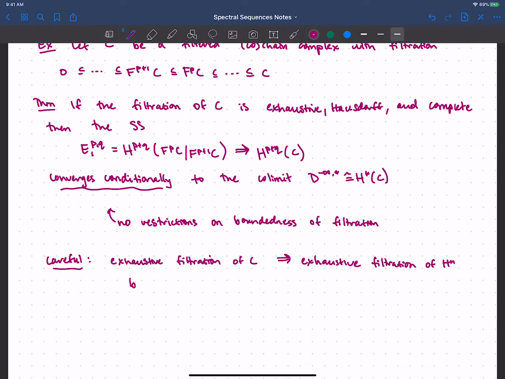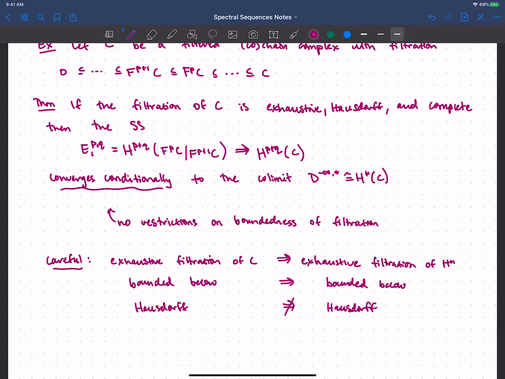Okay, and the other thing I was saying is if everything's bounded, that's good. Bounded below will carry through. Bounded below implies bounded below for your filtration on homology. That's all well and good, but not everything goes through. In particular, Hausdorff does not imply that you get Hausdorff over here in homology. So this is not just a trivial statement. There's some work to be done here. There's some subtleties.